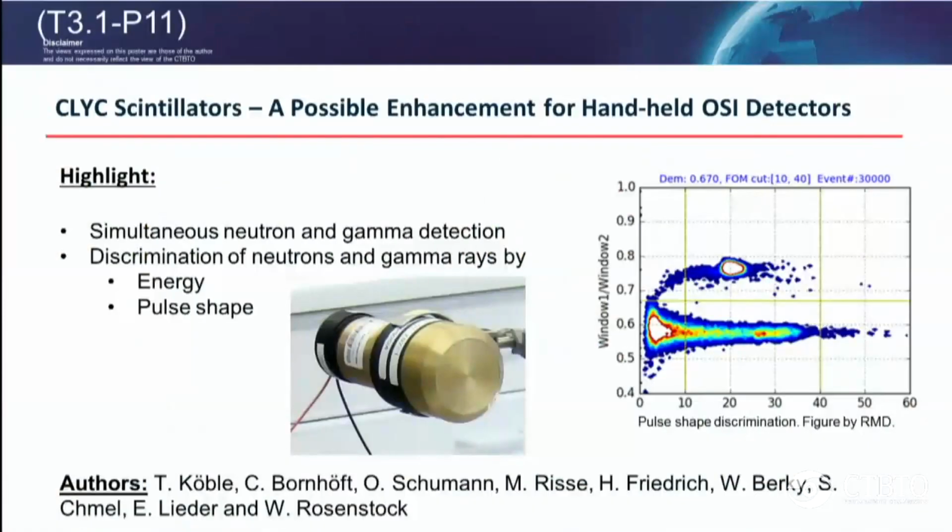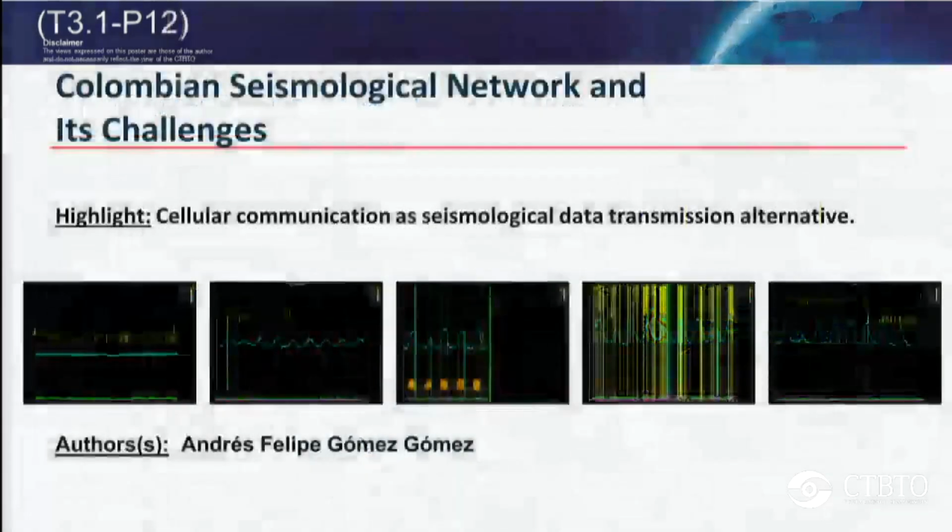Next is number 11, CLYC scintillator, a possible enhancement for handheld OSI detectors. Good afternoon. I'm Charlotte Bornhöf from the Fraunhofer INT in Germany. We studied a detector equipped with a CLYC crystal. It is able to detect neutrons and gamma quanta simultaneously while enabling discrimination by energy and by pulse shape. These characteristics would make a CLYC detector a possible enhancement for future OSI detection devices. Thank you.